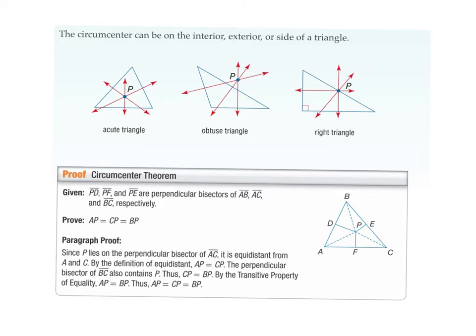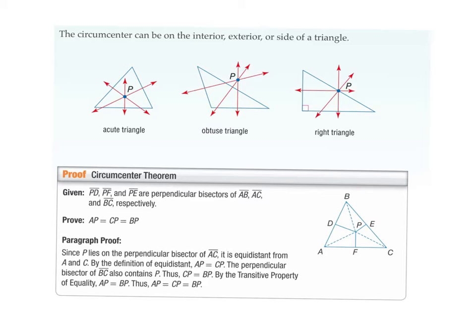Okay, now we're coming to the circumcenter, and as you can see, you're going to have three different types of triangle: acute, obtuse, and right. And look at where the circumcenter is. In other words, don't forget where three or more lines meet. That's called the circumcenter of those points, the point of concurrency.